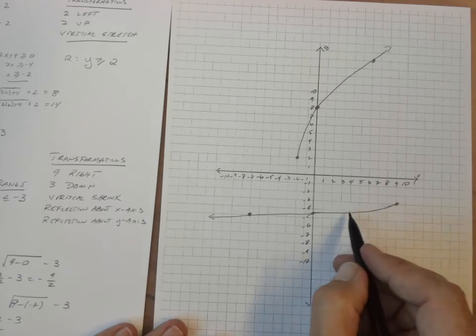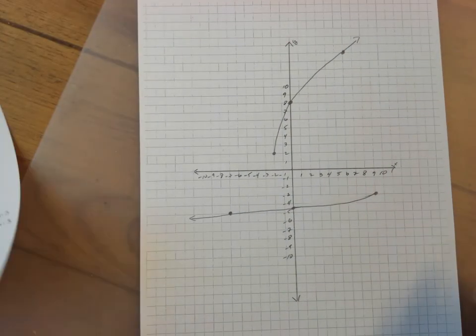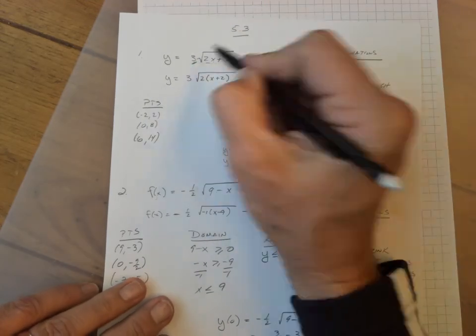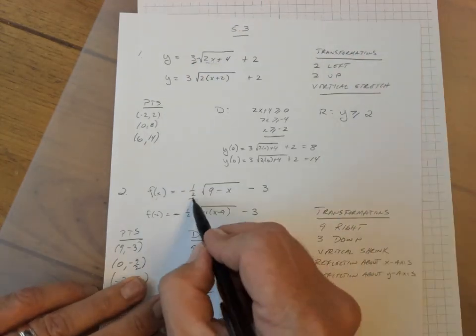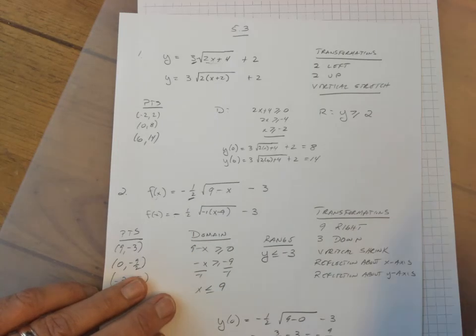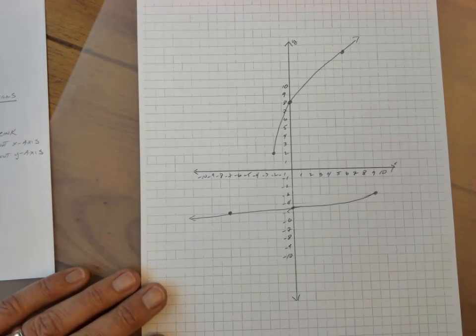So notice that this is not nearly as steep as the original curve, or the previous problem, right? The previous problem had a leading coefficient, an a value, of 3, which gave it a vertical stretch. Here our a value is 1/2, which gives us a vertical shrink. And you can see that that's not nearly as steep as the first one.